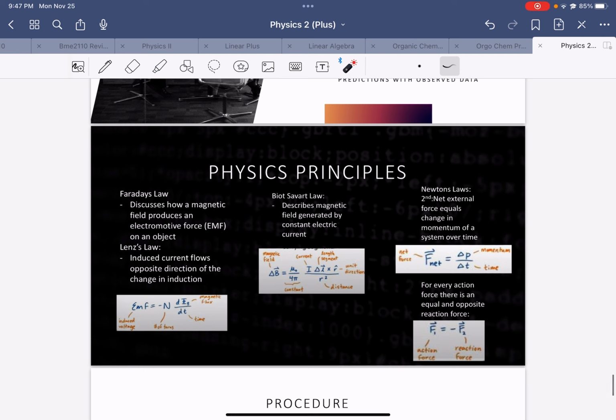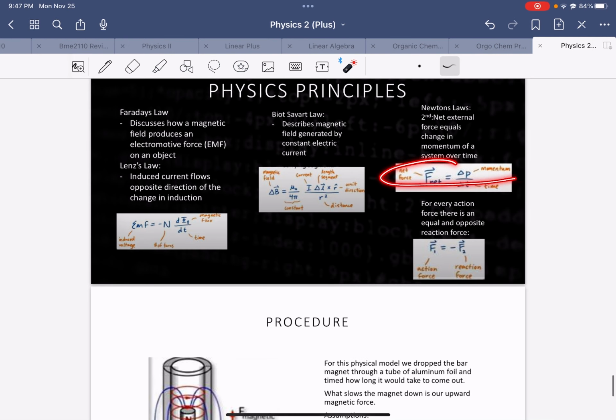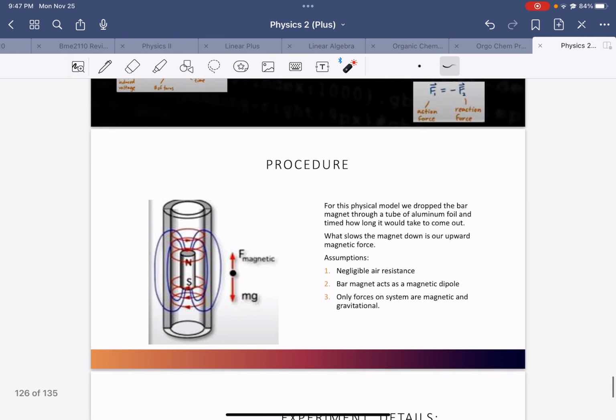So, here are the physics principles we're going to use. We're going to use Faraday's law, which discusses the EMF produced on an object. The magnetic field produces an EMF on the object. Lenz's law, which is that the induced current flows in the opposite direction to the change of induction. This is the formula. Biot-Savart's law, which describes the magnetic field generated by constant electric current. This is also the formula. And we're going to use Newton's second and third law, which here are the formulas.